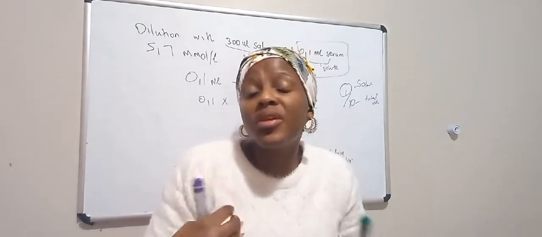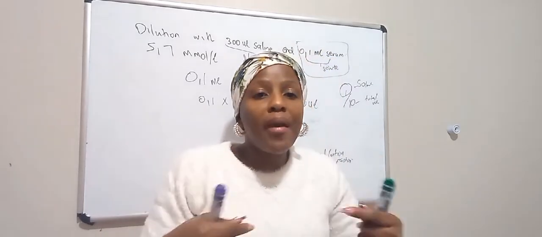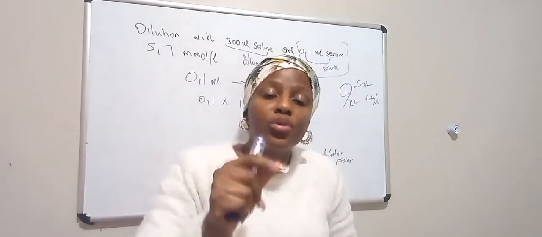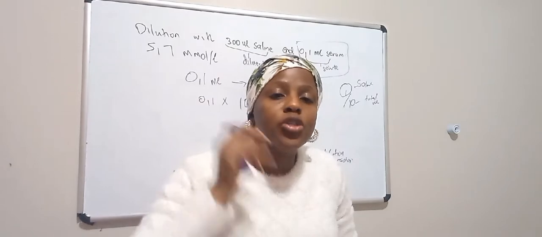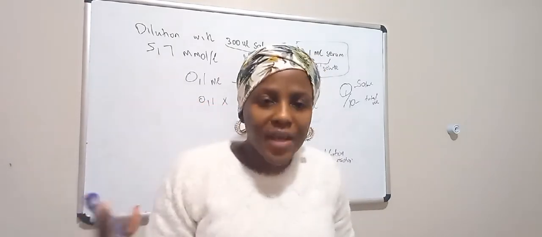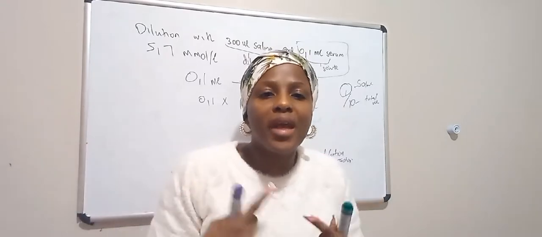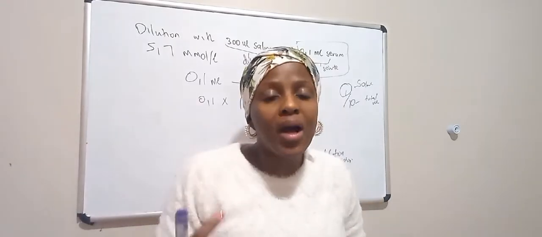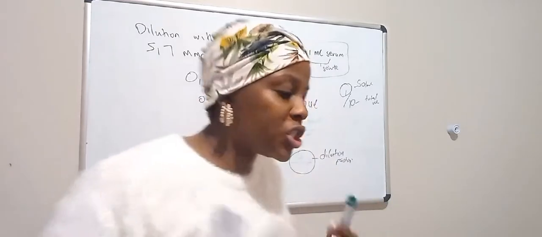So now you need to give the doctor a result. To give the doctor the result, you're supposed to multiply the result that you got from your diluted sample with the dilution factor. And then the result that you get will be the result of urea that is represented in the patient's bloodstream.